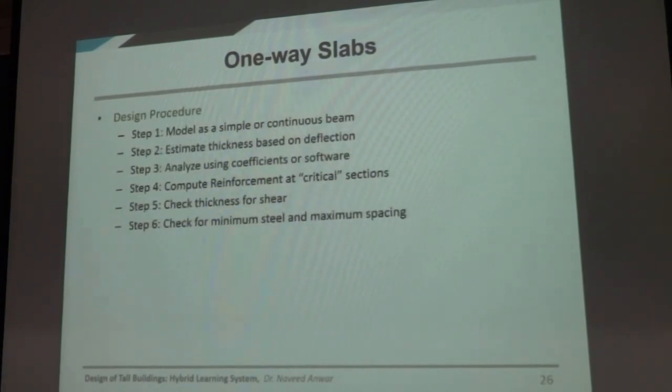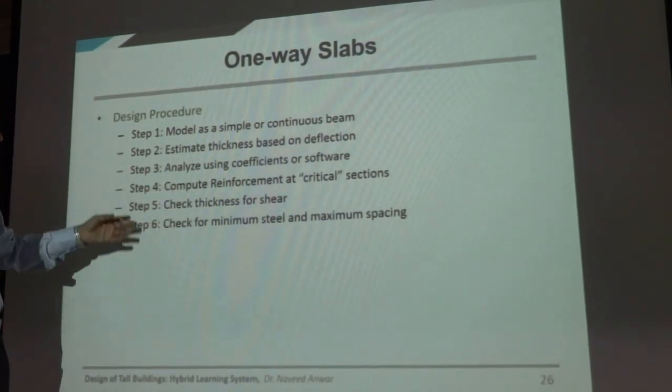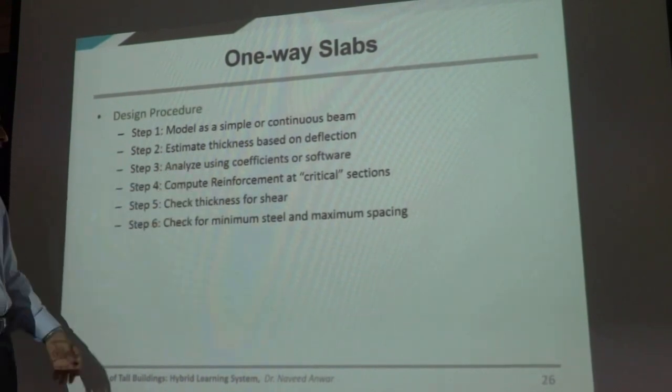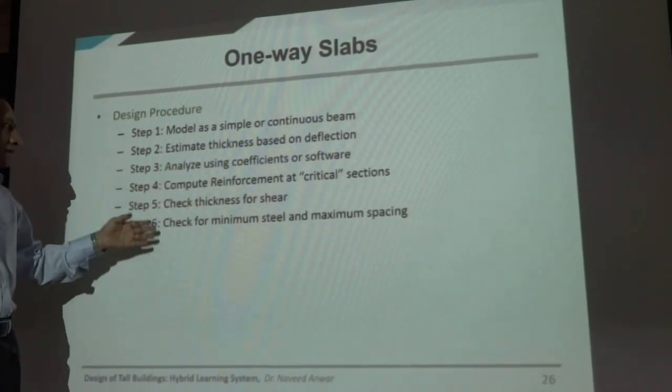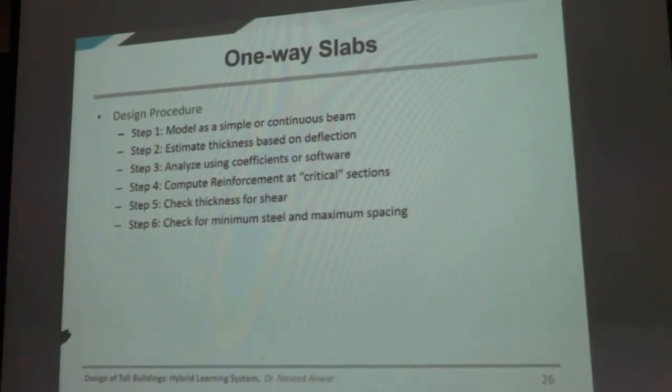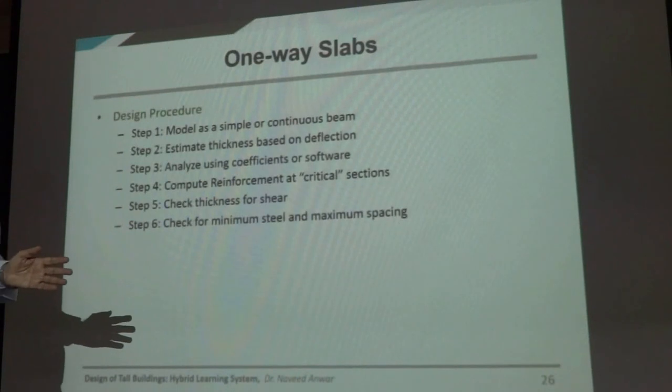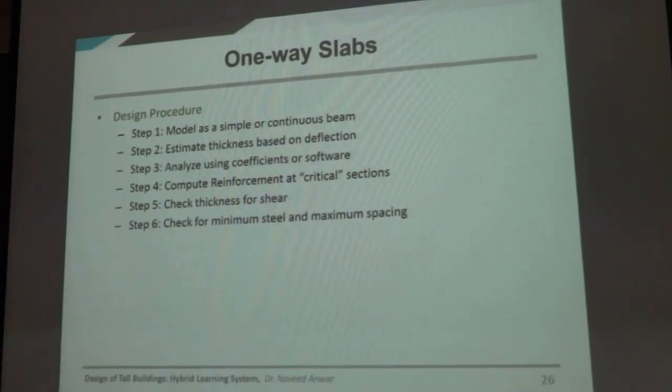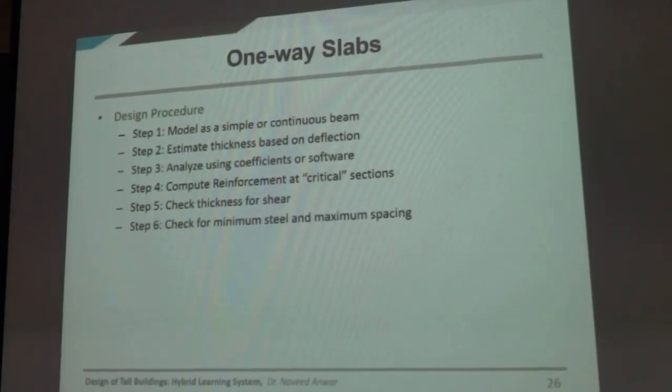And basically, step one, simple continuous beam, estimate thickness based on deflection, analyze using coefficients or software, compute reinforcement at critical sections, check thickness for shear. So these are the steps. I don't want to repeat them. You must read them. Very simple steps to design one-way slabs, right? By hand or by computer.